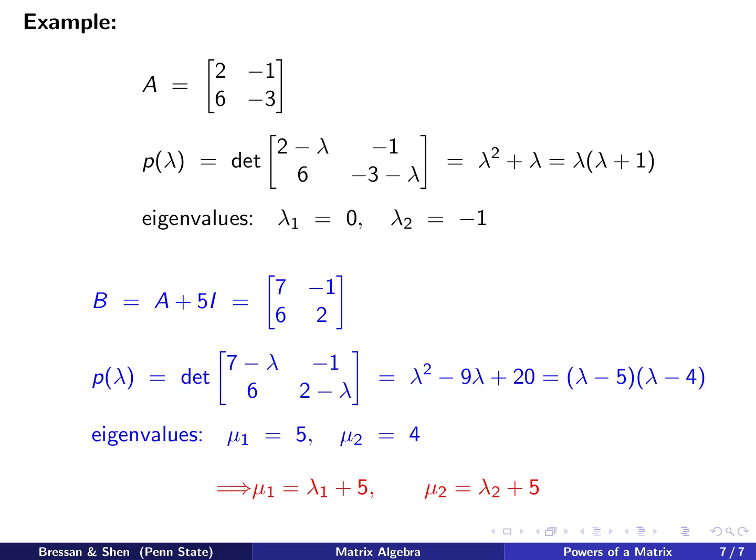So we can compare these two sets of eigenvalues to see if the theorem holds. And in fact, we see that it does. Because we added 5 here, lambda 1 plus 5 is mu 1, the new eigenvalue. And then lambda 2 plus 5 will be 4, which is mu 2. So at least in this case, for this simple 2 by 2 matrix, we see that the statement of the theorem holds, so we verified it.